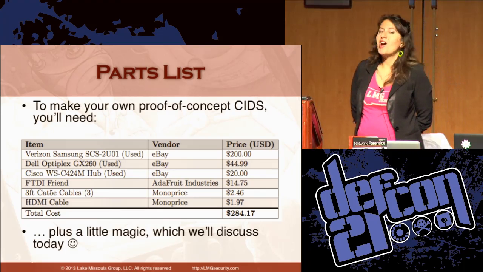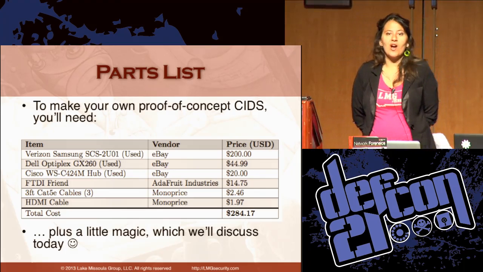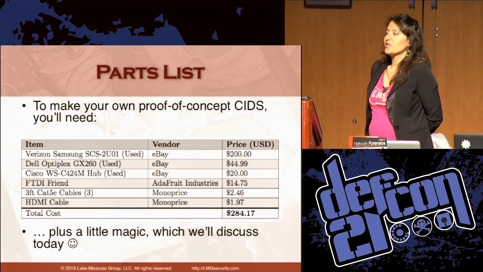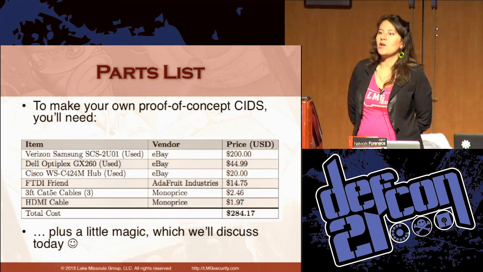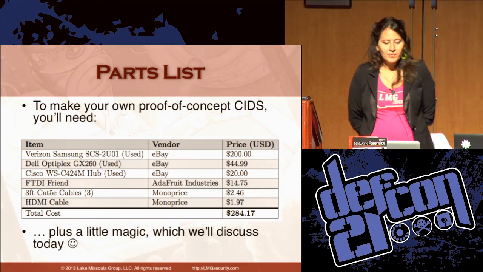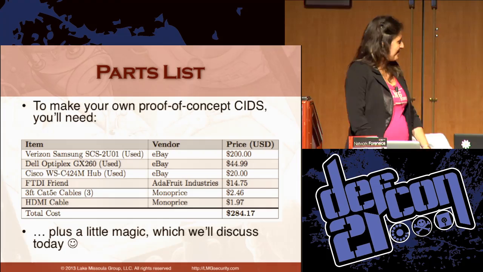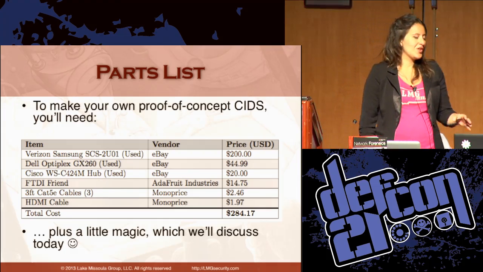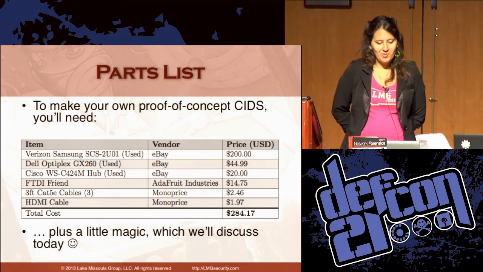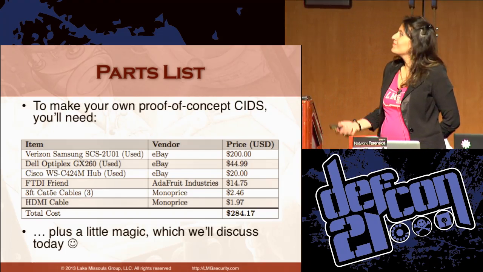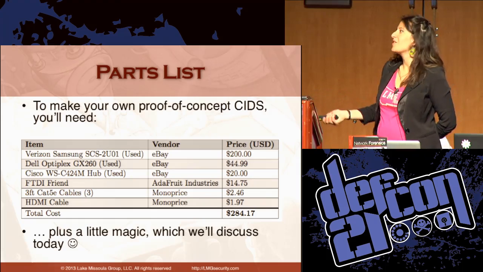We have a hub. A hub is really nice to have in our lab. It's an old hub, more valuable to us than switches because it makes sniffing on the wire a lot easier. We have an FTDI Friend from Adafruit, and that lets you connect to the console port on the femtocell, and then a couple of cables. So that's it, and some magic, which we'll talk about today.